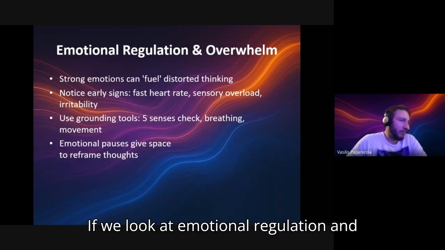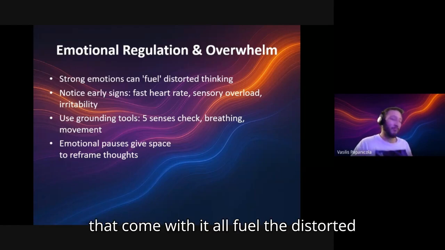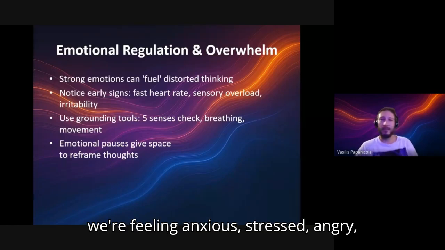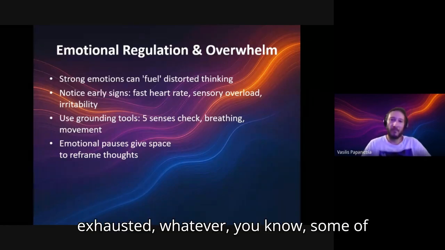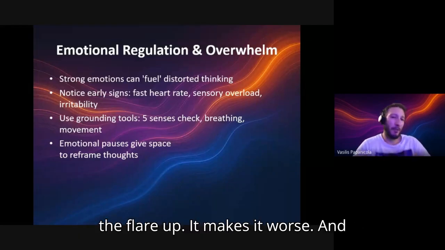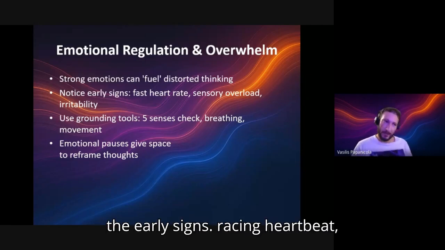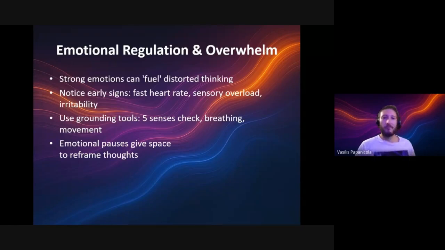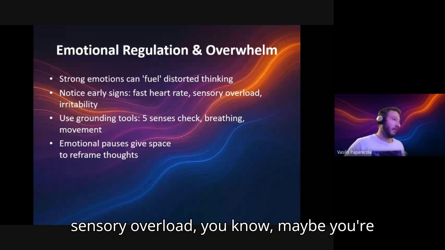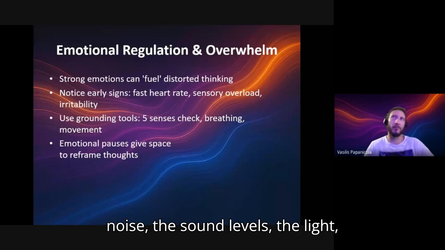And if we look at emotional regulation and overwhelm, the strong emotions that come with it all fuel the distorted thinking. So in that moment, we're feeling anxious, stressed, angry, exhausted, whatever, some of the things you've described. It adds to the flare up. It makes it worse. That's why it's also important to spot the early signs: racing heartbeat, rising frustration, cold sweats, sensory overload. Maybe you're starting to really get agitated by the noise, the sound levels, the light.